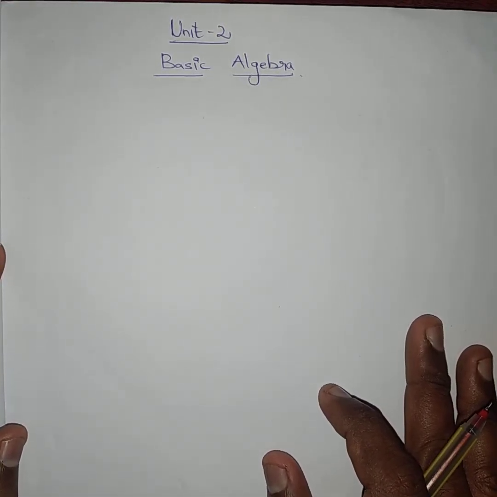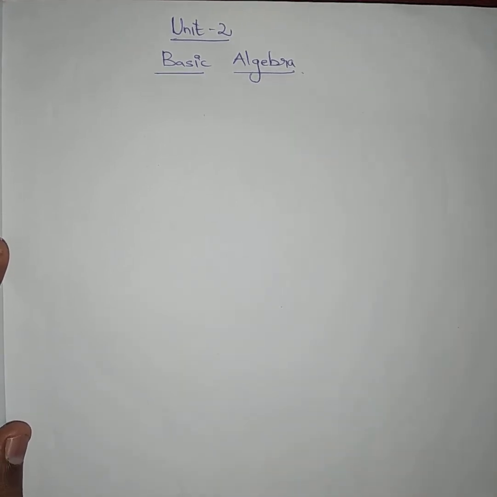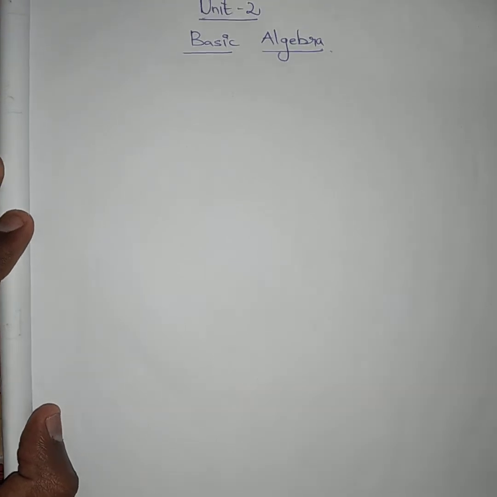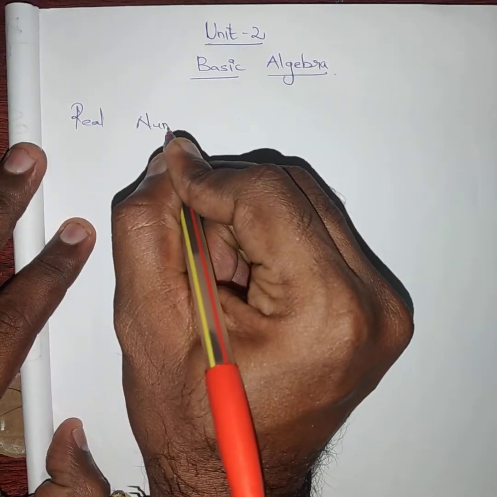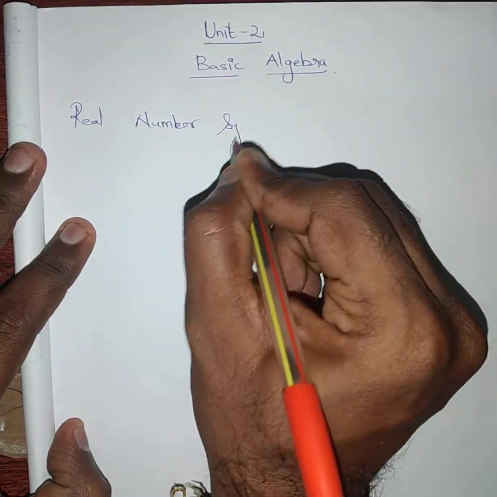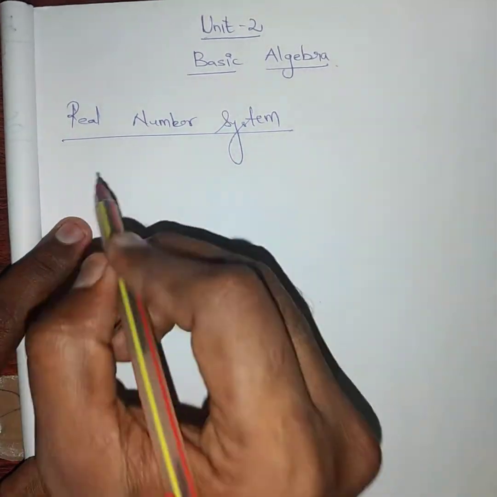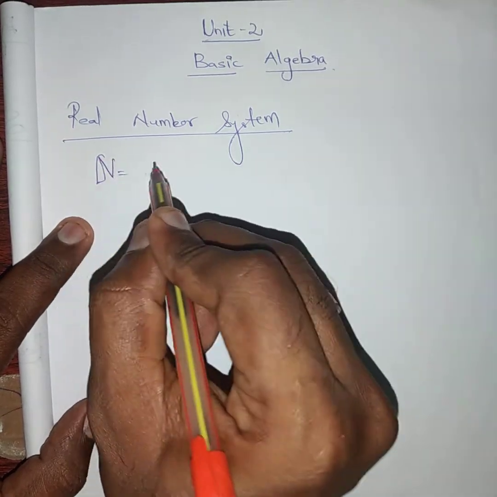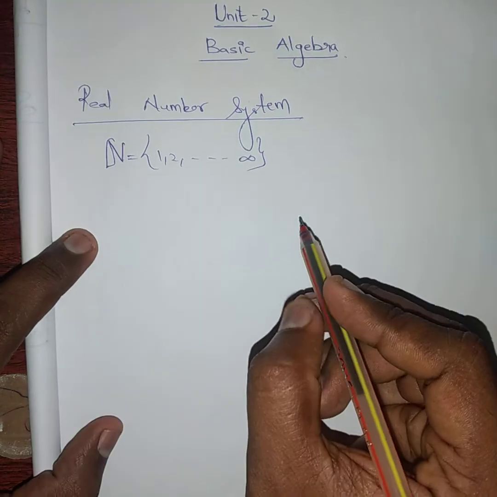Unit 2, Basic Algebra. In this first part, we are going to see the introduction of the real number system. This basic I have taught you in Unit 1 itself. You know the natural numbers, nothing but N: 1, 2, 3, goes on up to infinity.